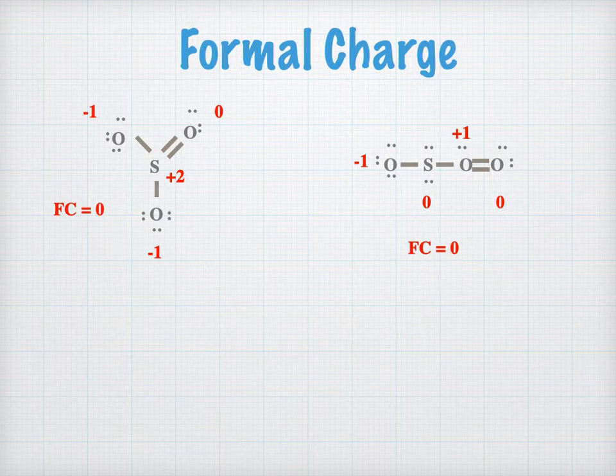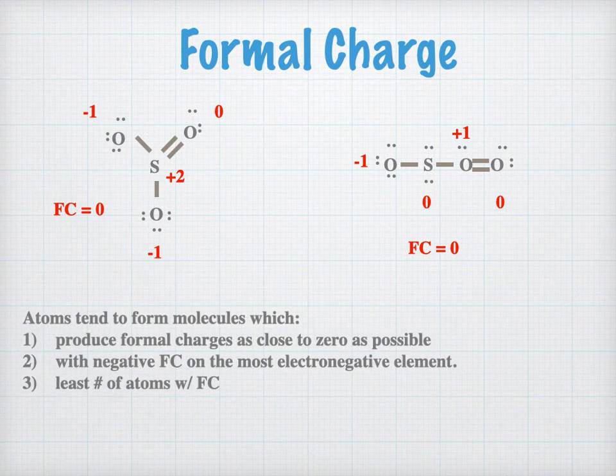So in order, we go through a series of things to determine which one of these we think is going to be the most likely. And the first thing we're going to look at is the formal charge of the molecule being as close to 0 as possible, where both of them are 0, so we're in good shape there.